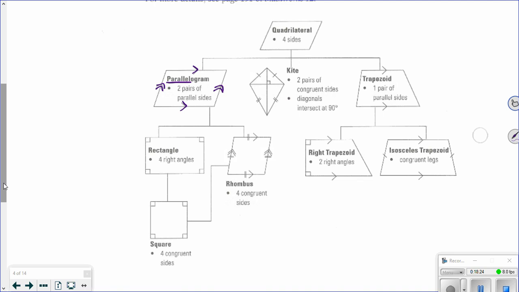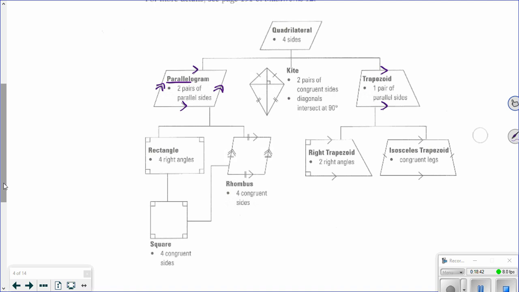So that's when we have two pairs of parallel sides. If we only have one pair of parallel sides, we have a trapezoid, where the top and bottom are parallel to each other, but the two other sides aren't. And then if we have no parallel sides, we have a kite.